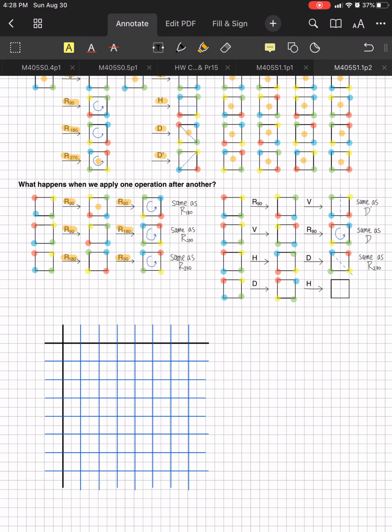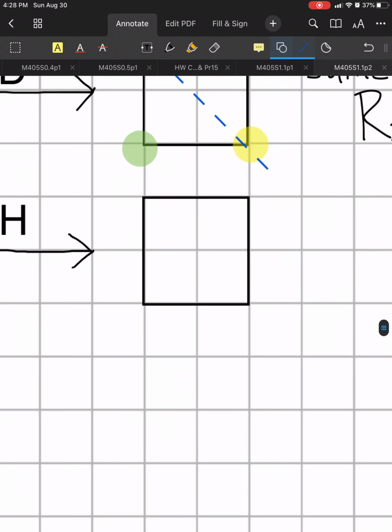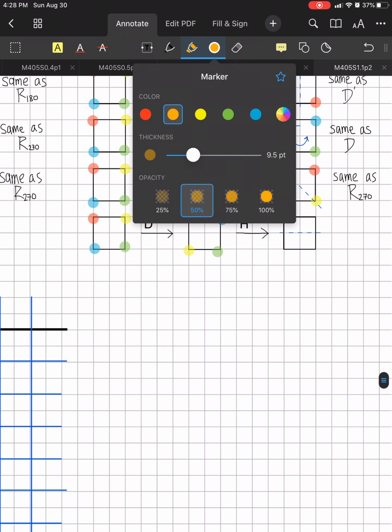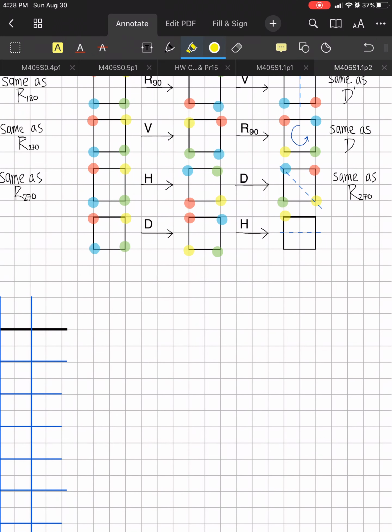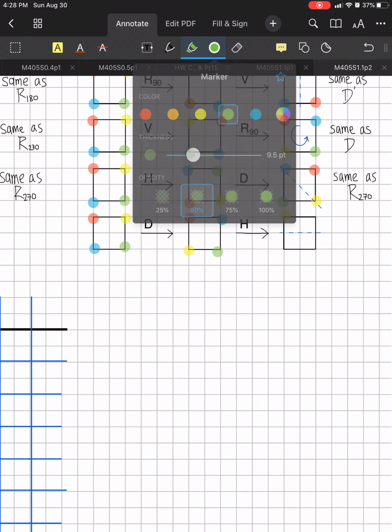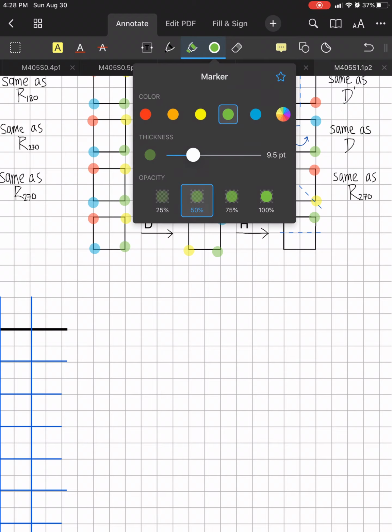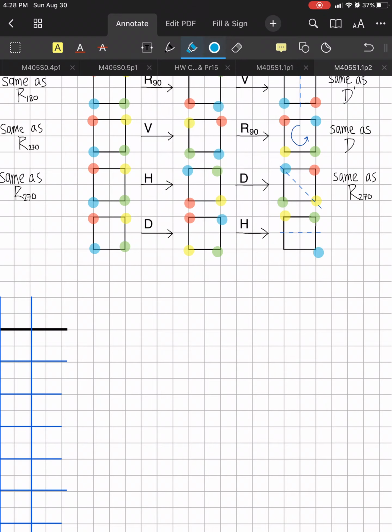So here I want a flip about a horizontal line. So in other words, I should flip it about that line right there. And that means everything goes up from the bottom. So yellow goes up there, green goes up here. Blue goes down here. I know it doesn't matter, but you know, whatever. There we go. And this is our end result.